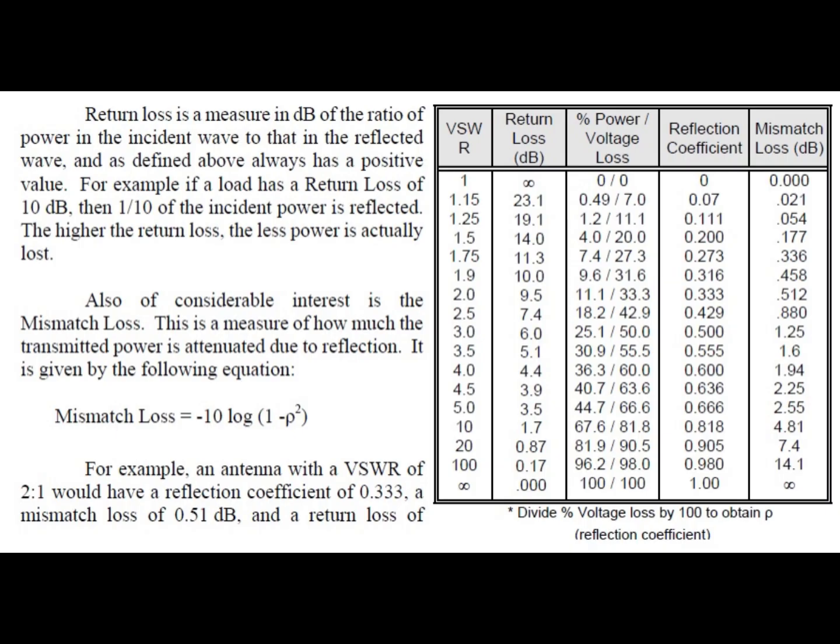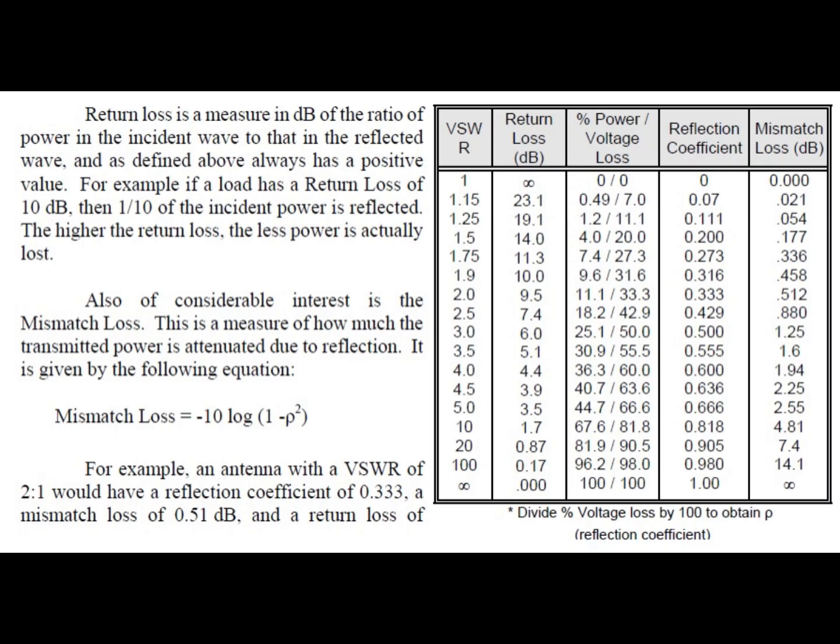Mismatch loss, 0. VSWR equals 1.25. Return loss, 19.1 dB. Power loss, 1.2%. Voltage loss, 11.1%. Reflection coefficient, 0.111. Mismatch loss, 0.054 dB. VSWR equals 1.5. Return loss, 14 dB. Power loss, 4%. Voltage loss, 20%. Reflection coefficient, 0.2.